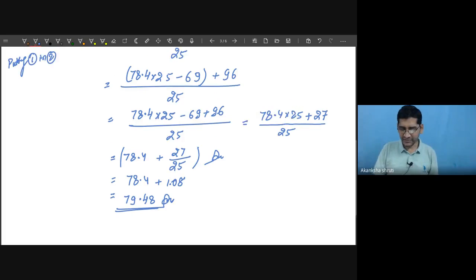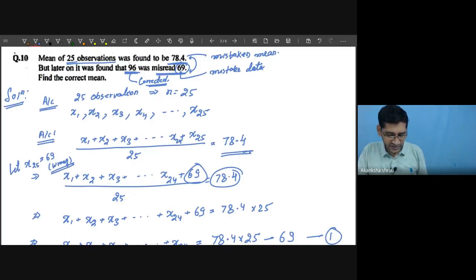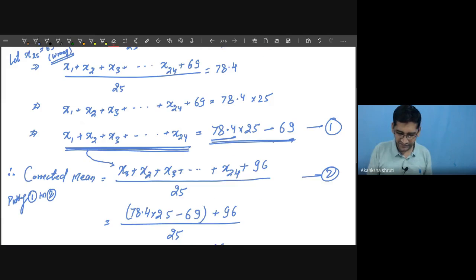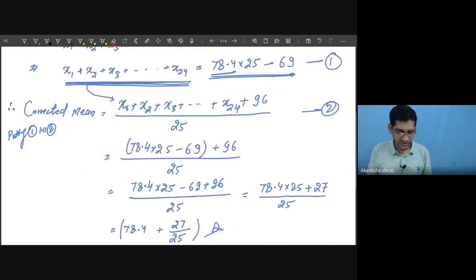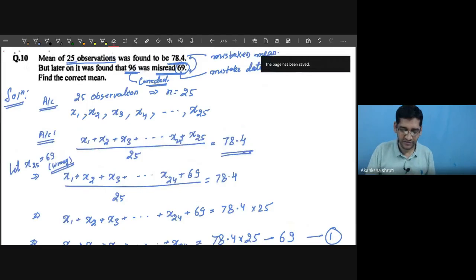So this way the correct mean can be calculated. Such questions are based on ungrouped data. If there is some error, the mean can be corrected by applying this formula twice. So these questions are very easy. You have to practice with our book.